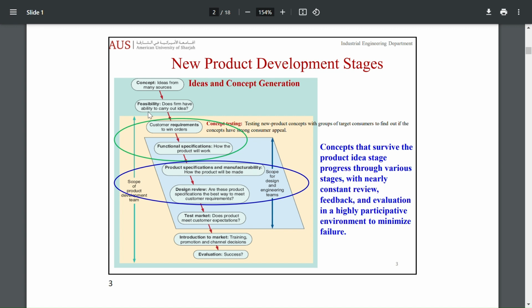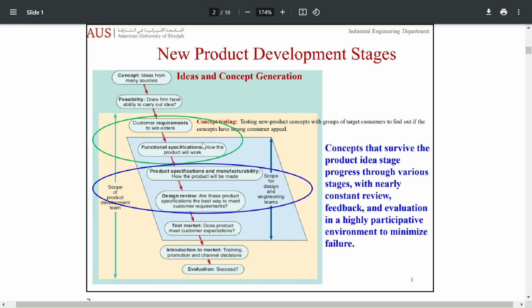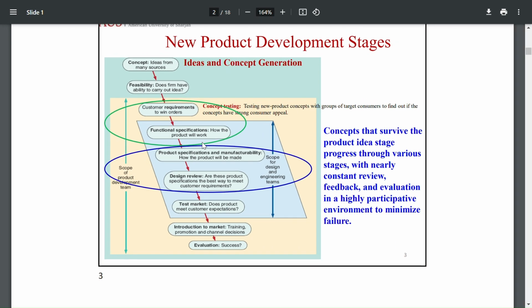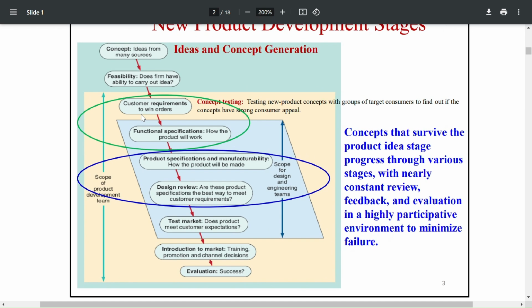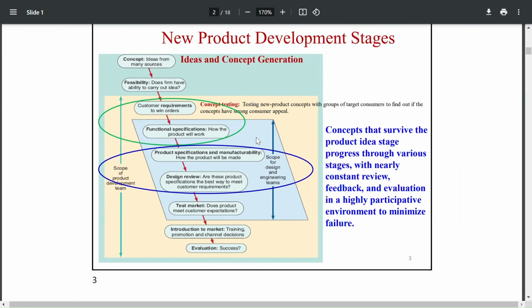Now we want to ask, is this idea feasible? I'm not sure. Maybe it is, but it needs some research. We need to do some research in order to know if this idea is feasible. And there's concept testing, testing new product concepts with groups. We can try to make a prototype and give it to a group of people, see how they react to it.